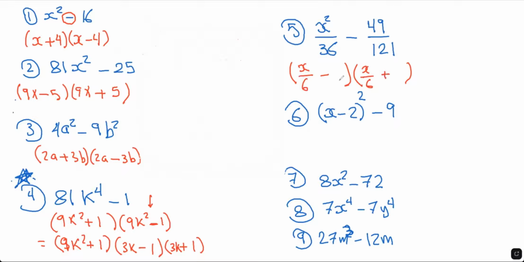The square root of 49 over 121: the square root of 49 is 7 on top. The square root of 121 is 11 on the bottom, and you just repeat that right here.